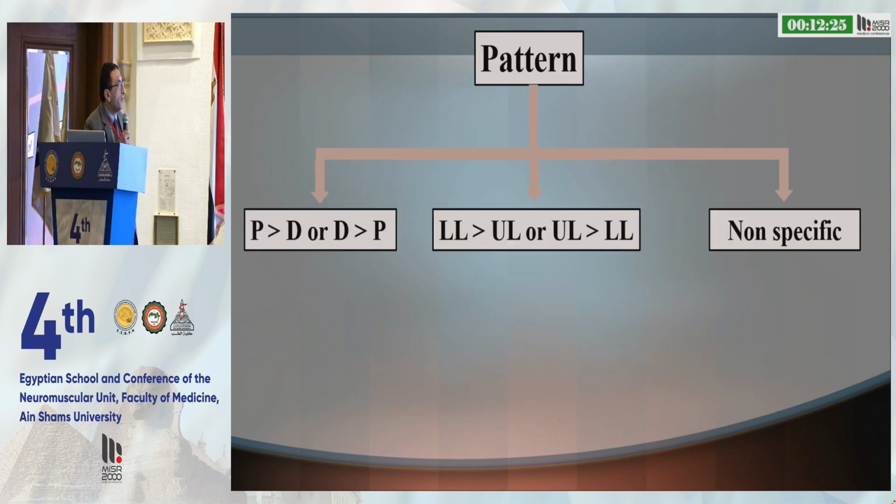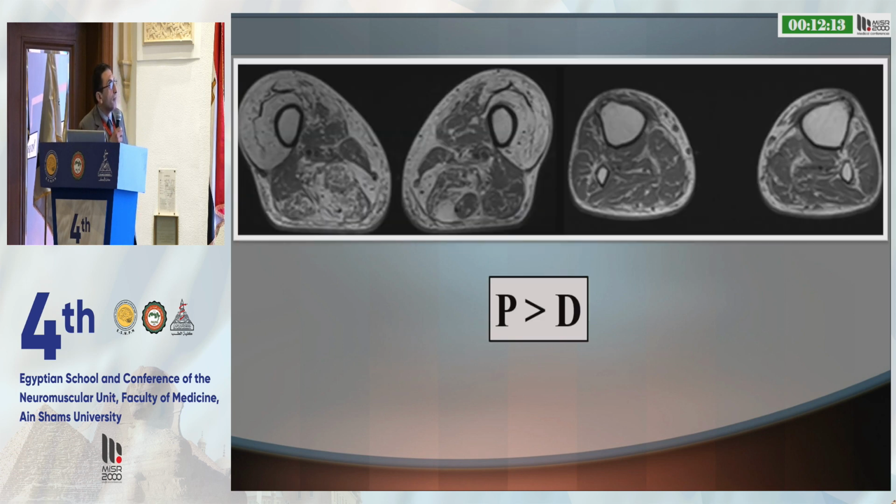Another look for the pattern: is it proximal more than distal, or distal more than proximal? Is the lower limb affected more than the upper limb, or the reverse, or is it a non-specific pattern? This is an example. This is the thigh, and this is the leg.